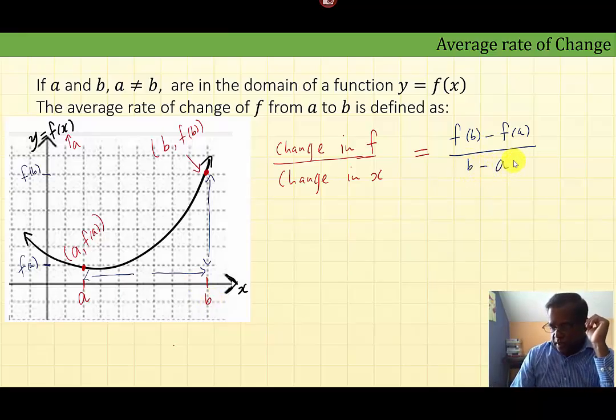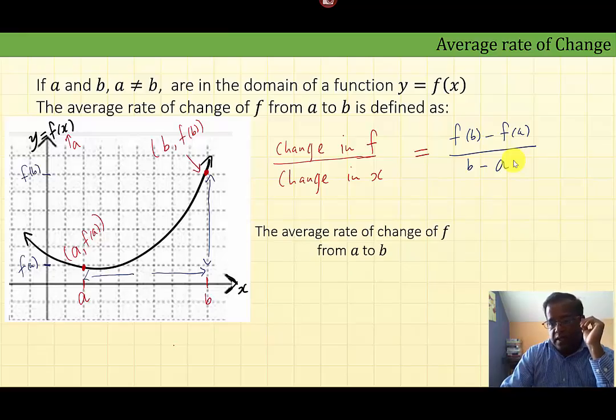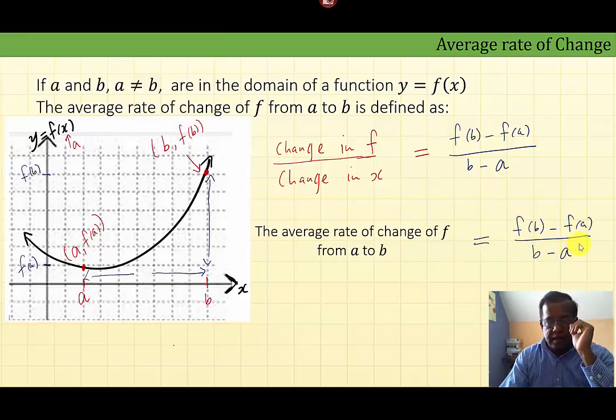So clearly the average rate of change of f from a to b is given by f(b) minus f(a), that is the change in f, over the change in x, which is b minus a.